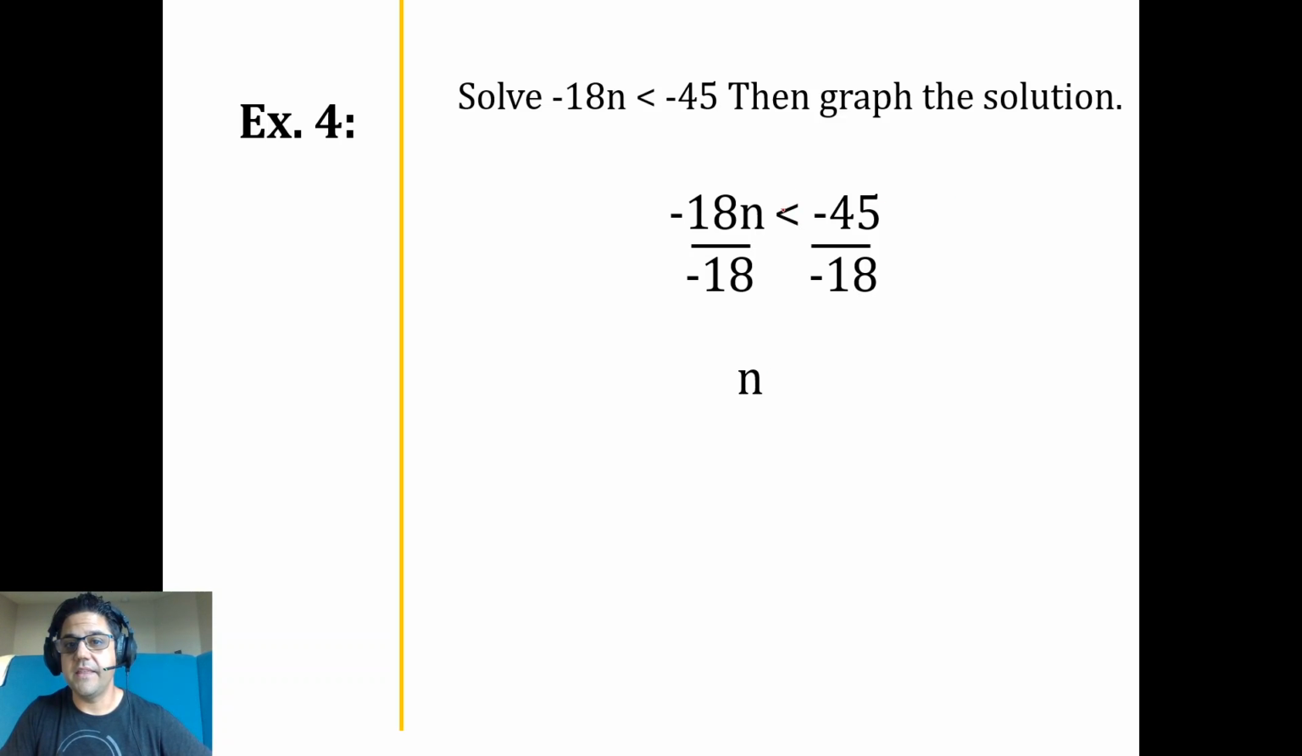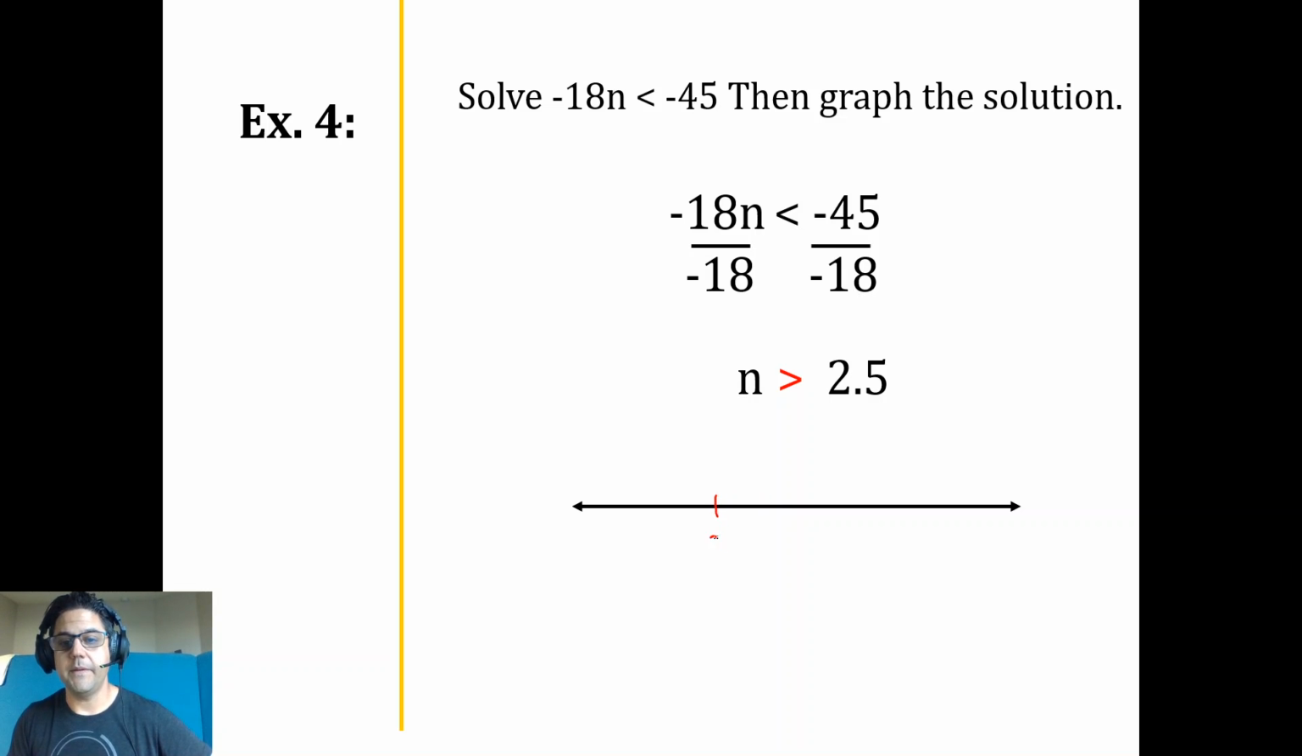Look what happens here. This inequality sign less than now becomes greater than. I even did a different color if you'd like to do that, or you can highlight it or put a little comment, be careful. And a negative divided by negative is a positive. 45 and 18 can both be divided by 9, which gives me 5 over 2, or 2.5. So, quick number line. 2.5 is definitely going to be in between 2 and 3. Open dot to the right.